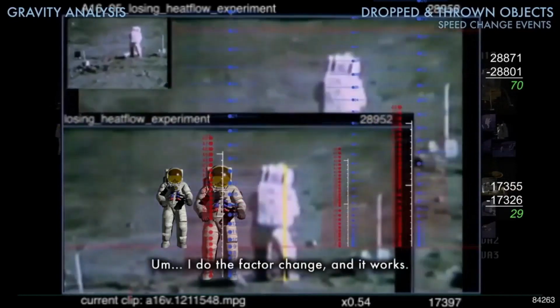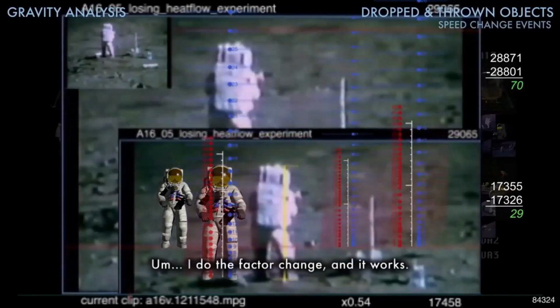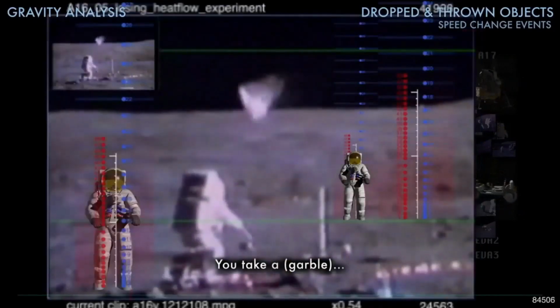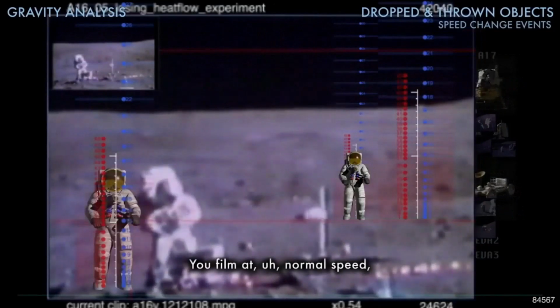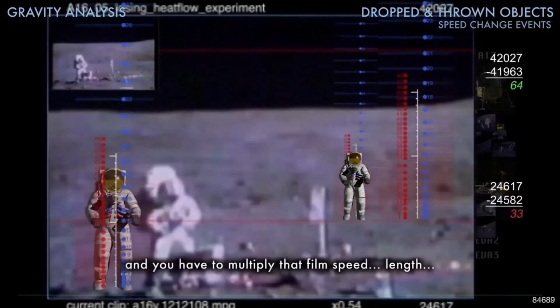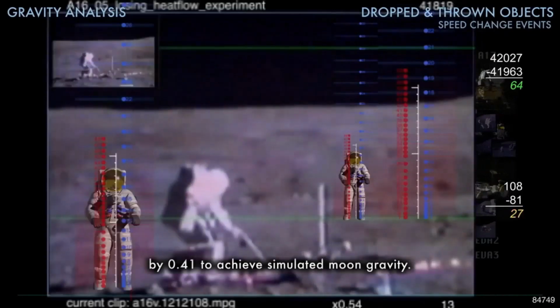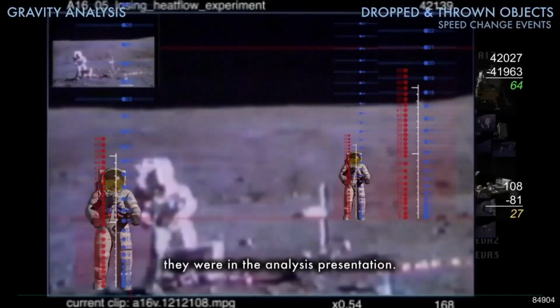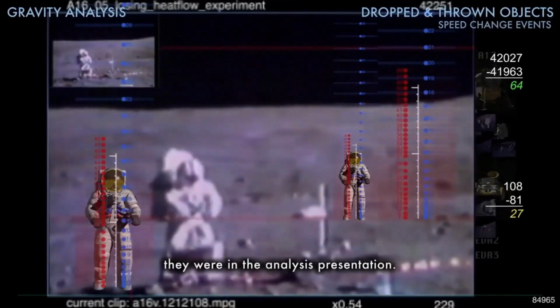I do the factor change and it works. 0.41. Why 0.41? Because that's your film at normal speed, and you have to multiply that film speed, the length, by 0.41 to achieve simulated moon gravity. Now these points were in the analysis presentation.